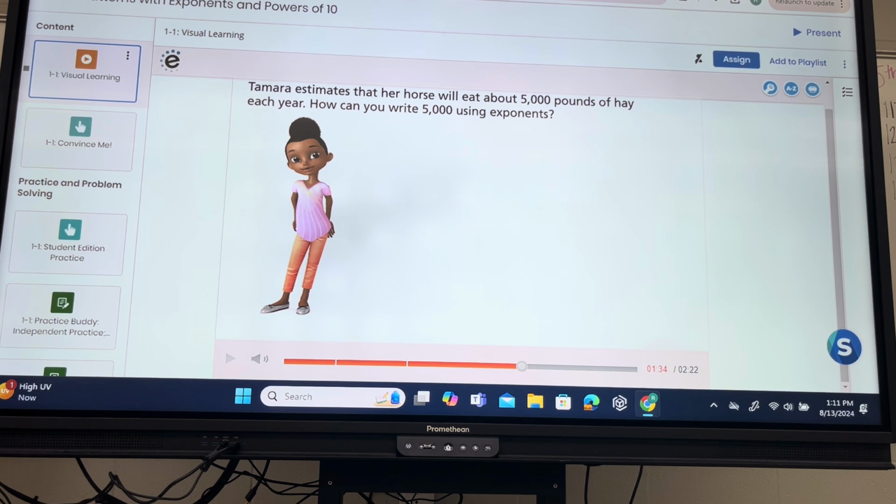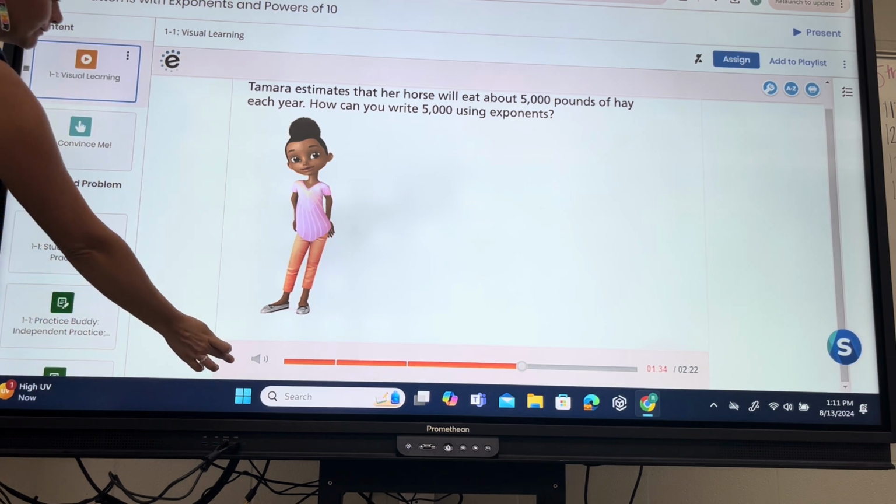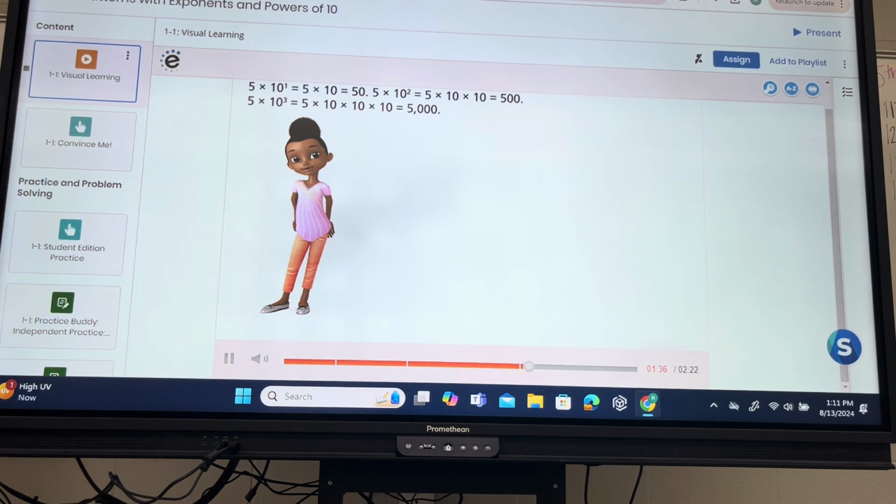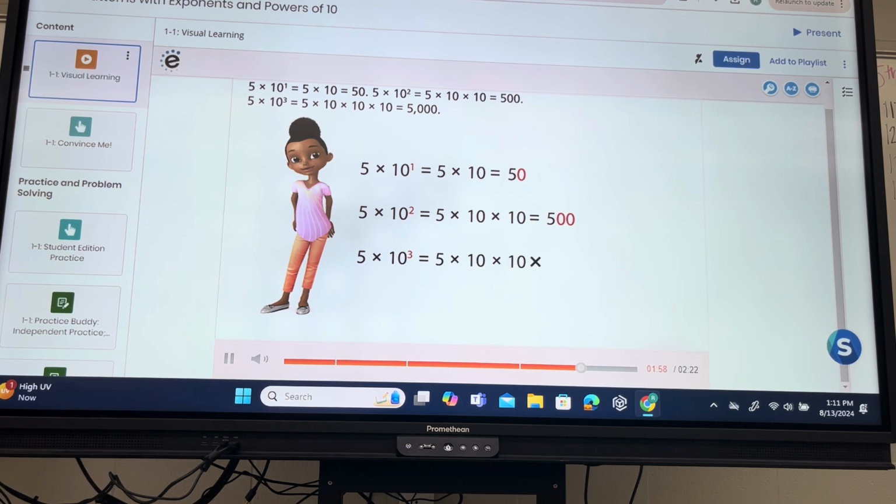To the power of 3? Close. 5 times 10 to the first power equals 5 times 10 equals 50. 5 times 10 to the second power equals 5 times 10 times 10 equals 500. 5 times 10 to the third power equals 5 times 10 times 10 times 10 equals 5,000.